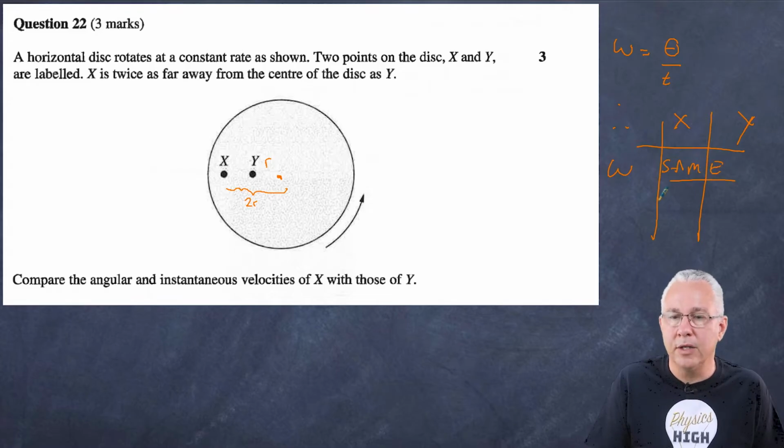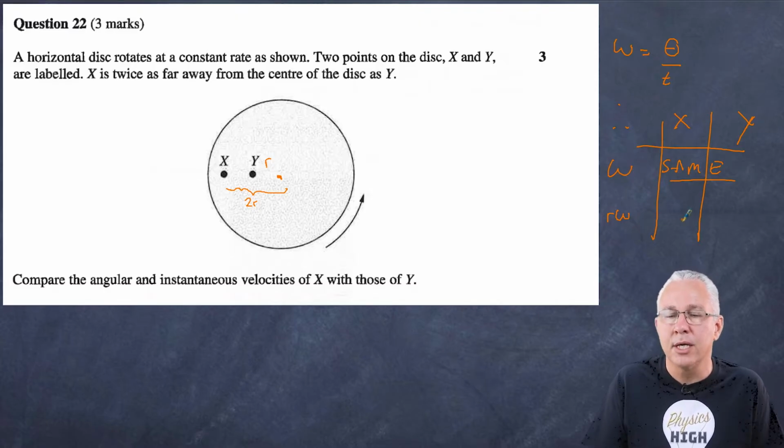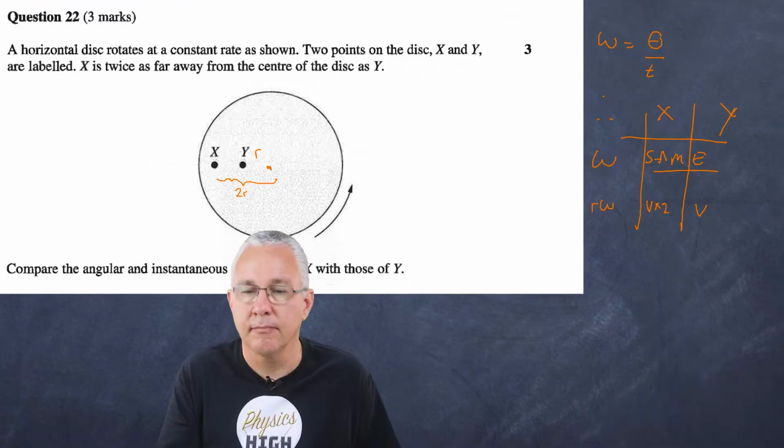What about the linear velocity? Well, the linear velocity, which is equal to r omega, that is actually the formula for the linear velocity. Since omega stays the same, but r doubles, therefore X has twice the amount of velocity compared to Y. And so therefore, that's the answer.